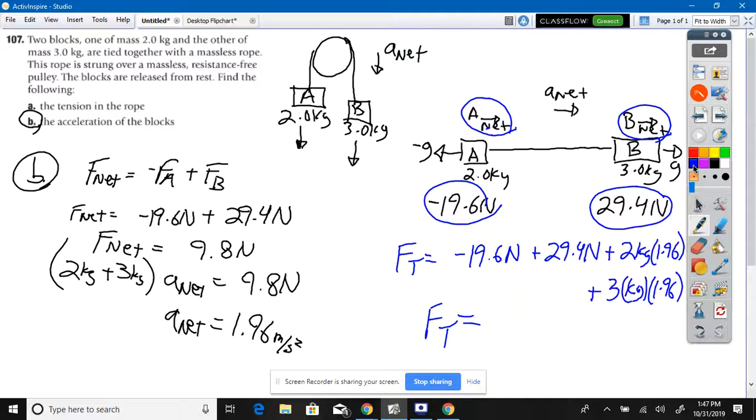Can you picture that in your mind? Stretching the rope? Even though they're both moving that way, the weight here is still stretching it. Add all that up, please. Negative 19.6, 29.4, 2 times 1.96 plus 3 times 1.96. And you guys should get close to 20, 20-ish? All right. So 19.6 newtons is the tension on the rope.